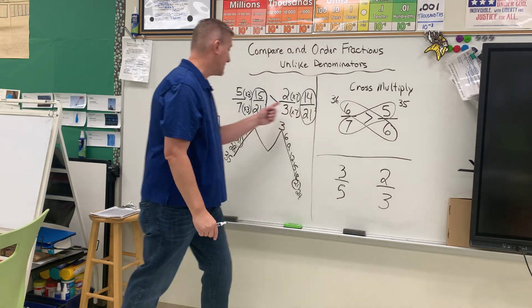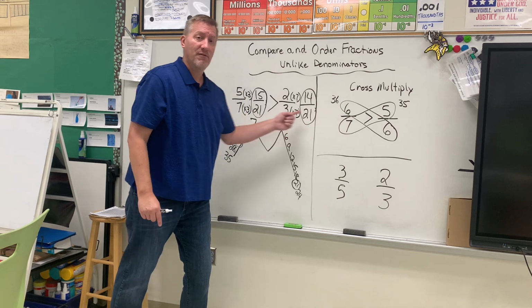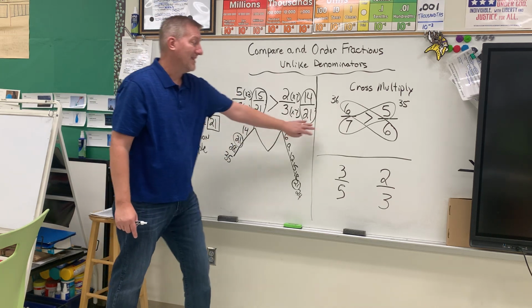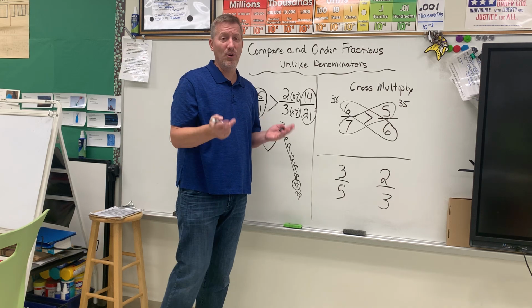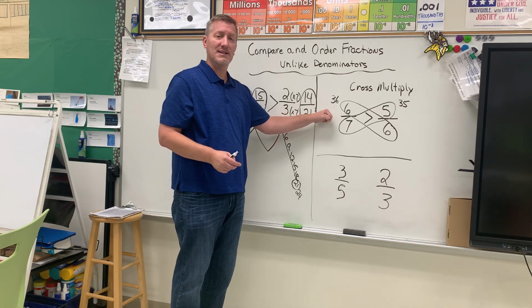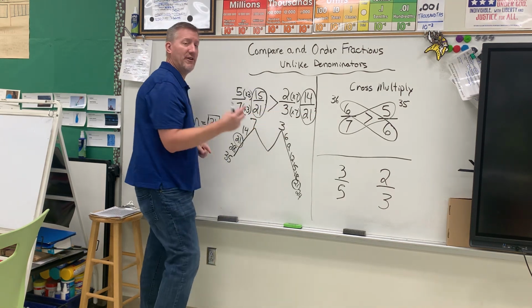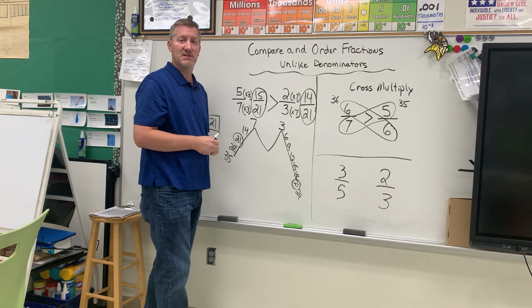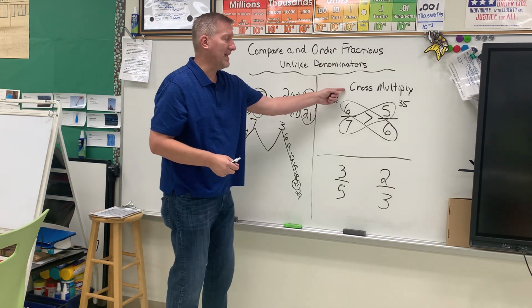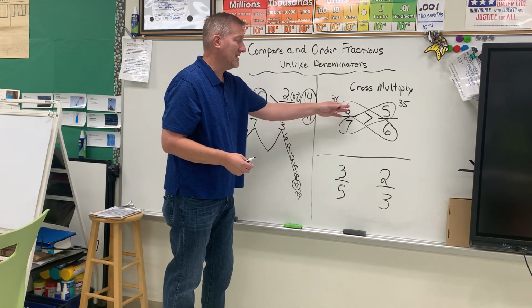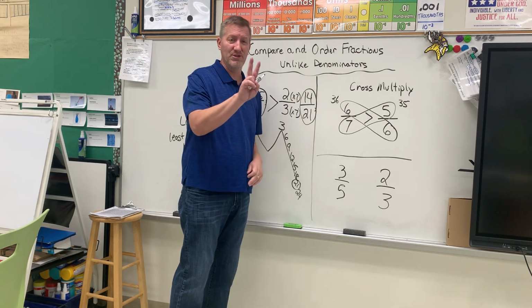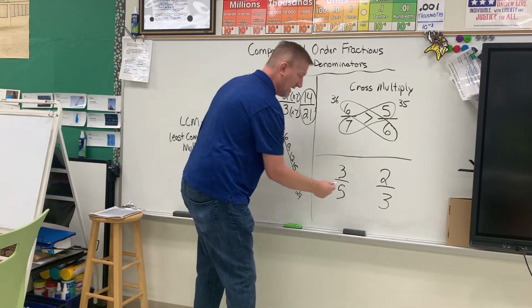Now, you get the same results from each of these methods. This one is a lot quicker, okay? The only reason you wouldn't use this all the time is if you were comparing more than two fractions. That's why you can't use the cross multiplying method all the time, because it only works when you're using two fractions. So let's try it again down here.